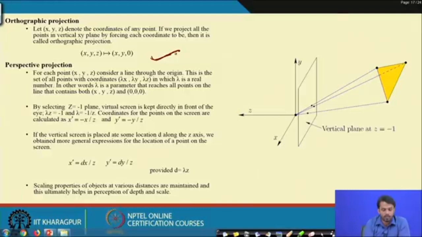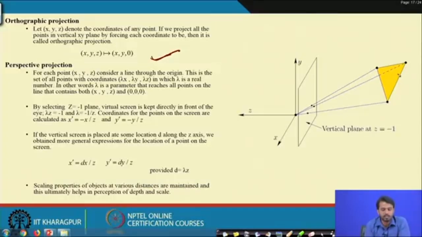Similarly, for the perspective projection, for each point x, y, z, consider a line through the origin. You can look at this figure, in which we have considered a line through the origin, in which all the coordinates are mentioned as lambda x, lambda y, and lambda z, in which lambda is a real number. In other words, lambda is a parameter that reaches all points on the line that contains both the origin 0, 0, 0 and our point x, y, z.